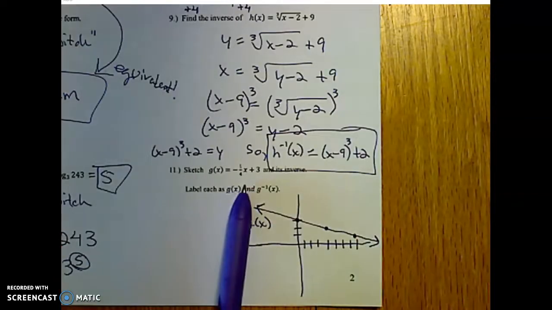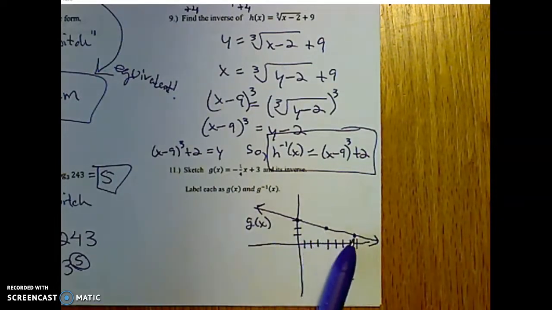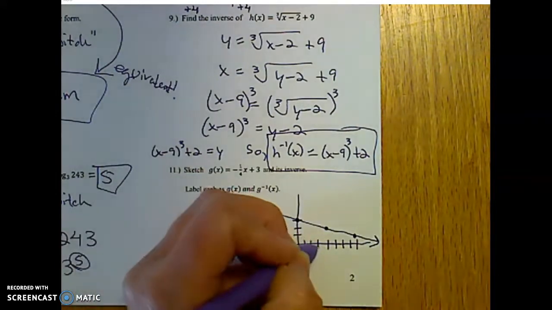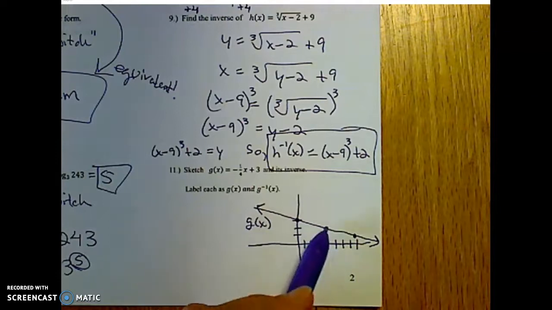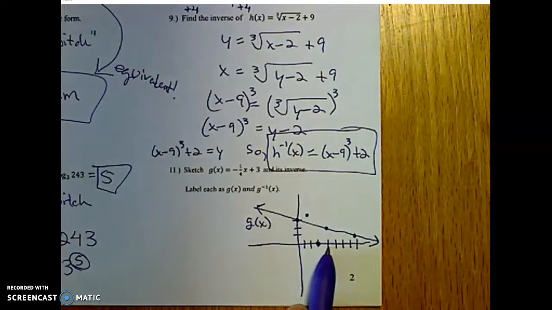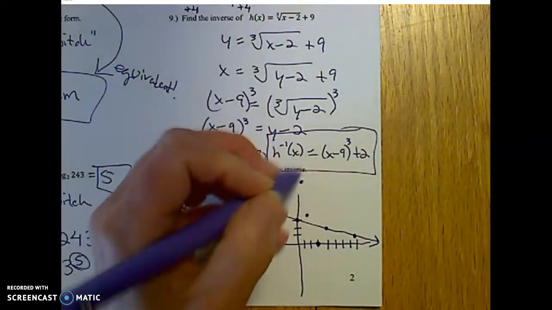For this one, I just graphed that line g of x, y-intercept of 3, and then a slope of down 1 over 4, down 1 over 4. And then I just reverse those ordered pairs. So if that's 0, 3, then 3, 0 is on the inverse. If that's 4, 2, then 2, 4 is on the inverse. And that is 8, 1, so 1, 8 must be on the inverse.